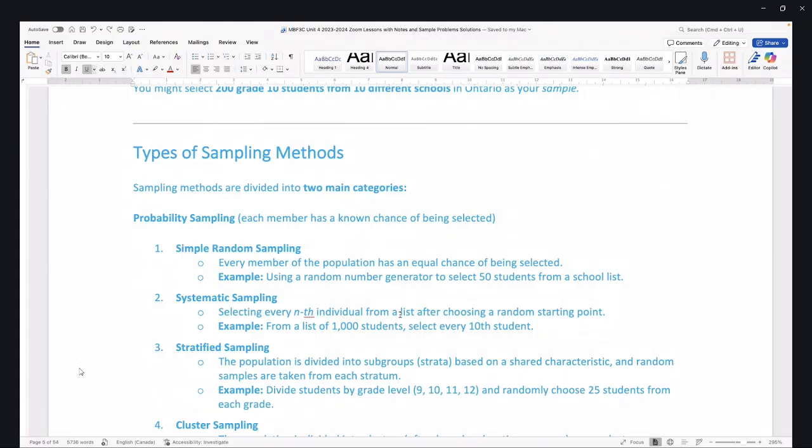So let's say there's 20 people and you want to select 5 people, then you're going to select the fourth person, the eighth person, the 12th person, the 16th person, and the 20th person. That will give you 5 individuals.